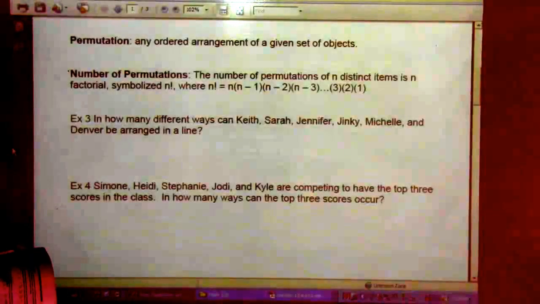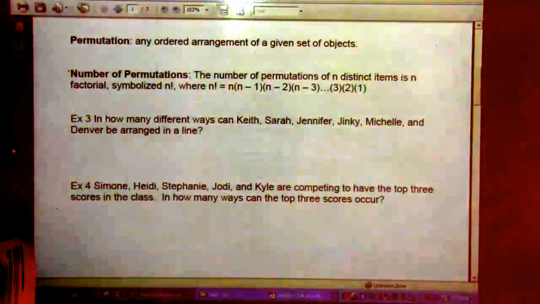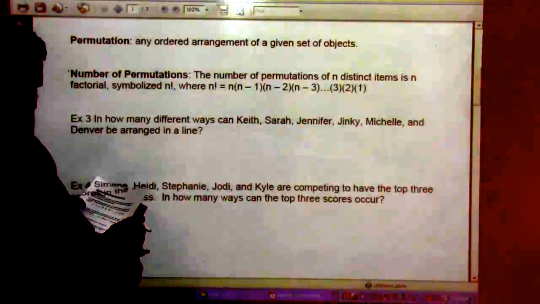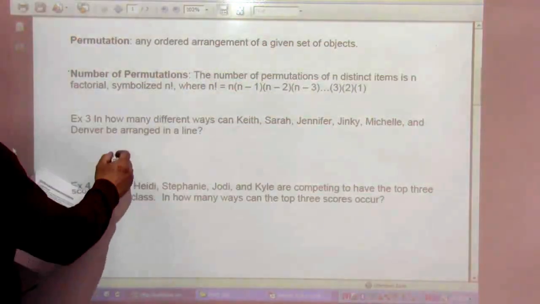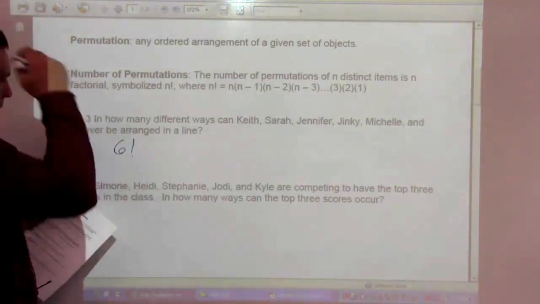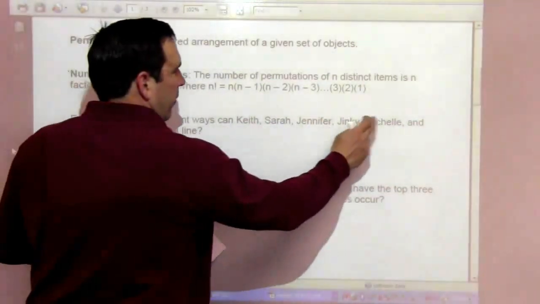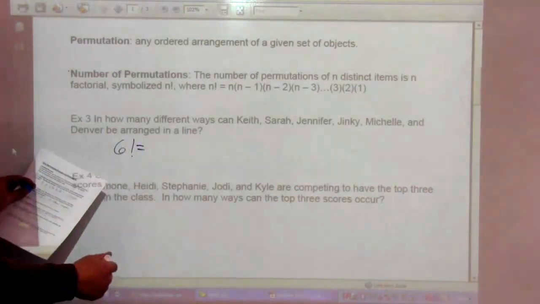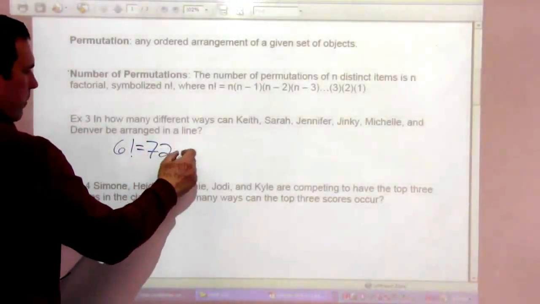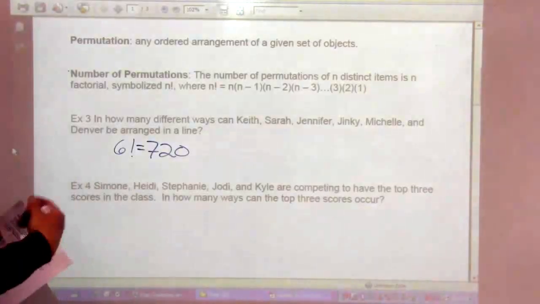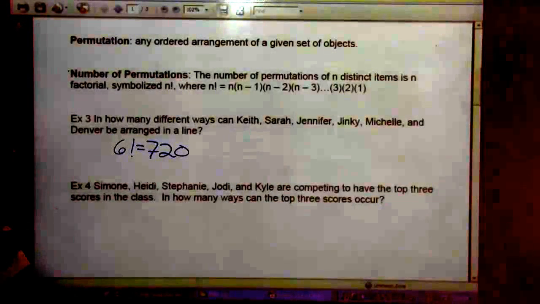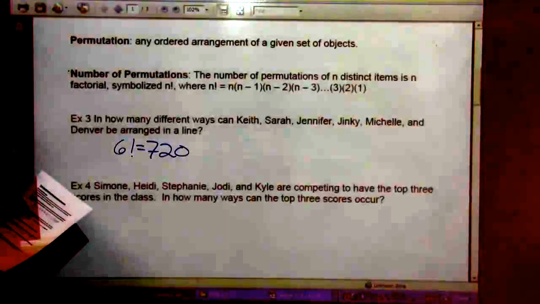In how many different ways can Keith, Sarah, Jennifer, Jinky, Michelle, and Denver be arranged in a line? Well, this is 6 factorial. 6 people. 1, 2, 3, 4, 5, 6. And 6 factorial, put that in the calculator, that's just 720. That's 6 times 5 times 4 times 3 times 2 times 1. I can't count.